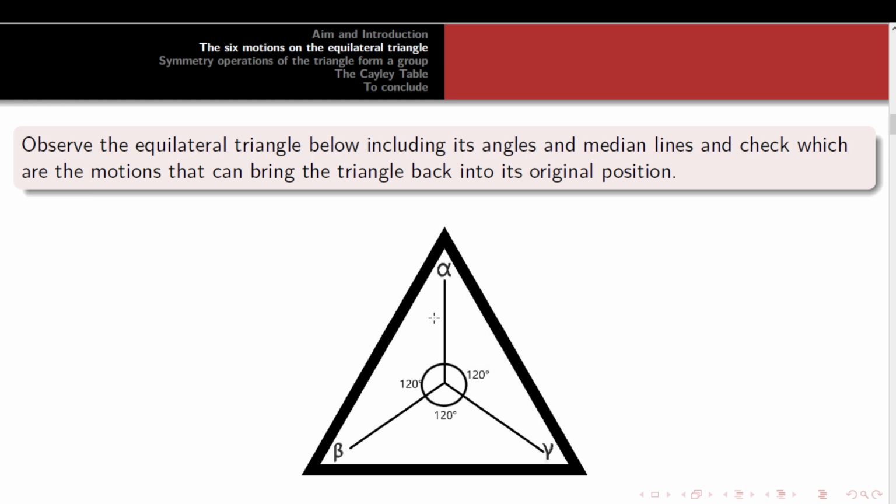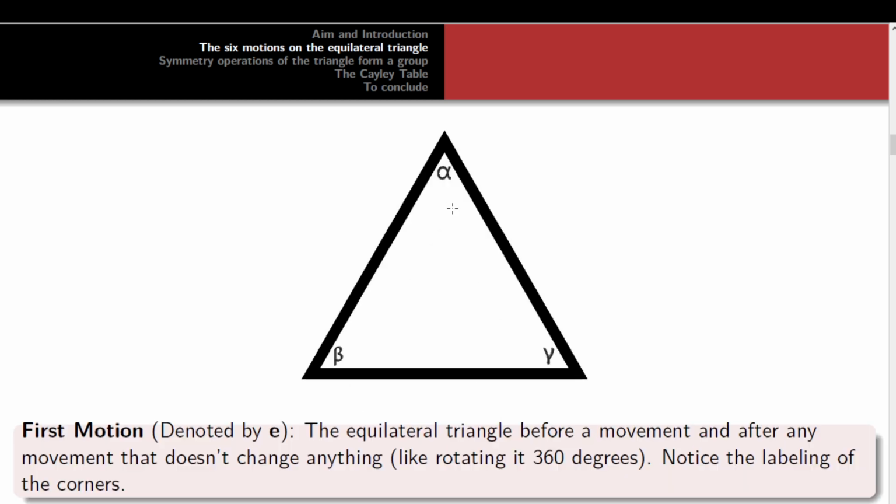So what are symmetries? The basic aim is that we have to check which motions are there which can bring the triangle back to its original position. The names of the vertices can change, but the shape of the triangle should remain as such after we do the motion, right? So that is our basic aim. We have to identify all such motions which are possible on this equilateral triangle.